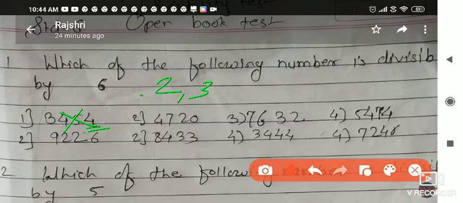Okay. So this number is not divisible by 6. Next number is this, 4 plus 7 is 13, 13 plus 2 is 15, and 15 plus 0 is 15. So this number is divisible by 3, and it is already divisible by 2 because the unit place of the number contains 0. That's why this number is divisible by 6.